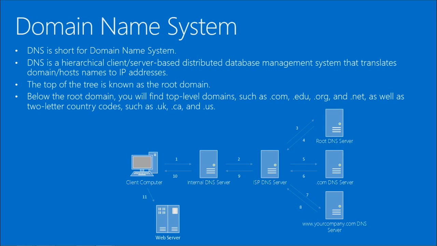The top of the tree, oddly enough, is known as the root, which is the bottom of the tree. But that's not how it works. The top of the tree is known as the root. Let's not get confused here. Below the root domain, you'll find top-level domains, such as the typical ones we're familiar with, com, edu, org, net, and also some country codes, UK, CA, US.